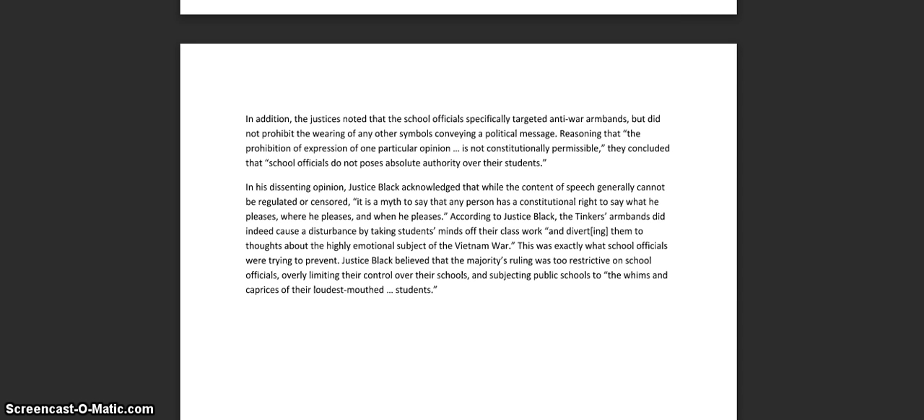In his dissenting opinion, Justice Black acknowledged that while the content of speech generally cannot be regulated or censored, it is a myth to say that any person has a constitutional right to say what he pleases, where he pleases, and when he pleases. According to Justice Black, the Tinkers' armbands did indeed cause a disturbance by taking students' minds off their classwork and directing them to thoughts about the highly emotional subject of the Vietnam War. This is exactly what school officials were trying to prevent. Justice Black believed that the majority's ruling was too restrictive on school officials, overly limiting their control over their schools, and subjecting public schools to the whims and caprices of their loudest-mouthed students.